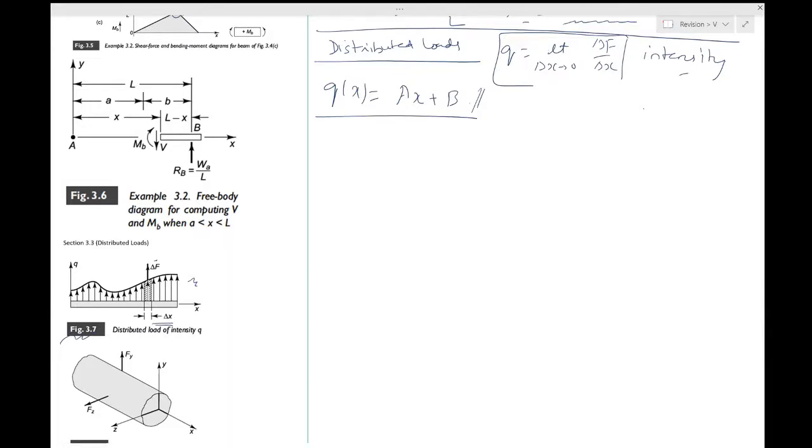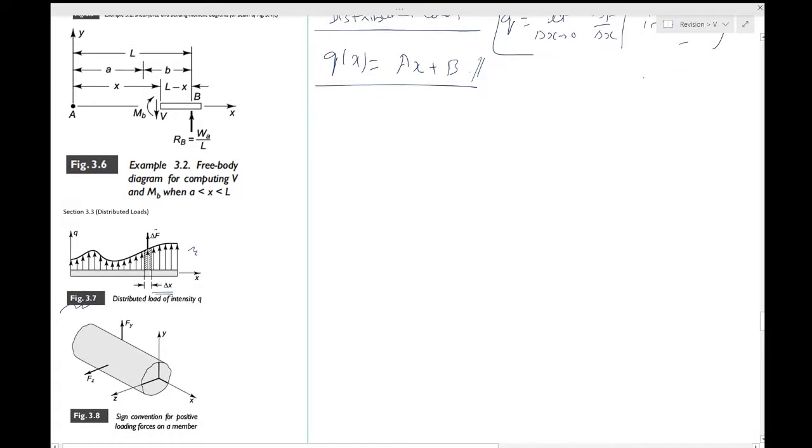Now to avoid error in dealing with distributed loading, it is convenient to adopt a sign convention for loading. We shall consider the loading to be positive when it acts in the direction of a positive coordinate axis, just like the previous case. In this case, the positive forces are Fy and Fz. So this is the convention for loading, in which case the loading is distributed.